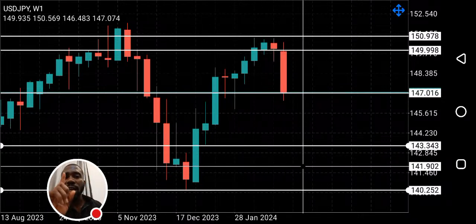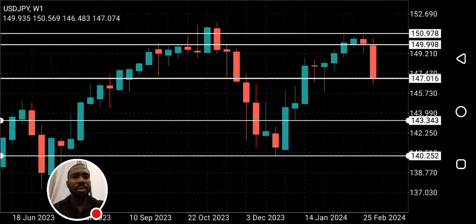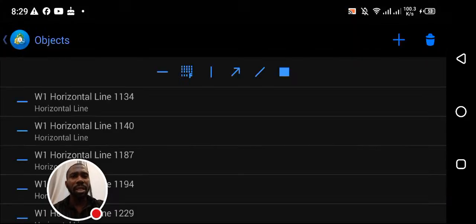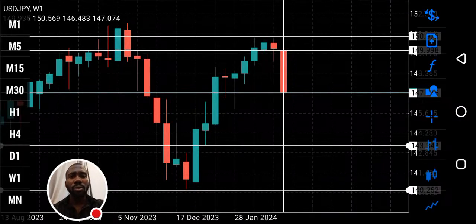But before we sell, let's wait for the pullback. We could also take advantage of the pullback. Let's go down to the lower time frame and see the pattern that formed. The next lower time frame is daily. Let's see the pattern that formed on daily on Friday. So let's go to daily.